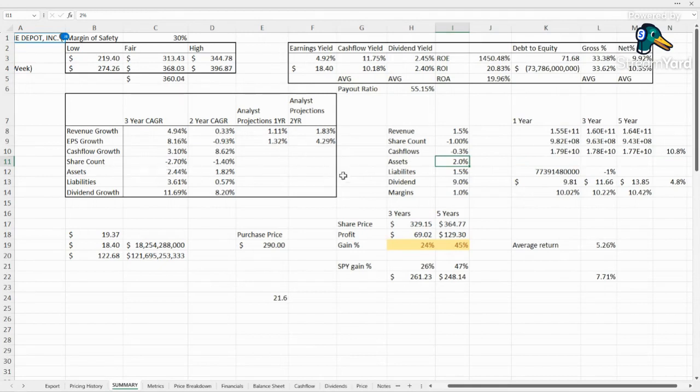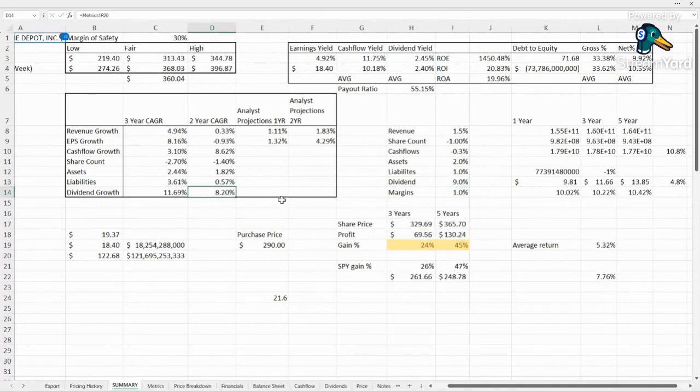Assets, they grow at 1.5 to 2.5%. So 2 is completely reasonable for asset growth going forward. Liabilities slowed down quite a bit, 3.5 and then 0.5. 1.5 reasonable there, maybe even a 1. I think a 1. They have slowed it down quite a bit.